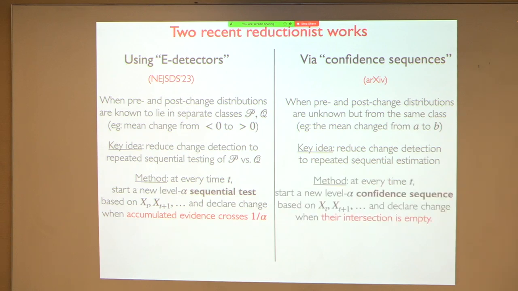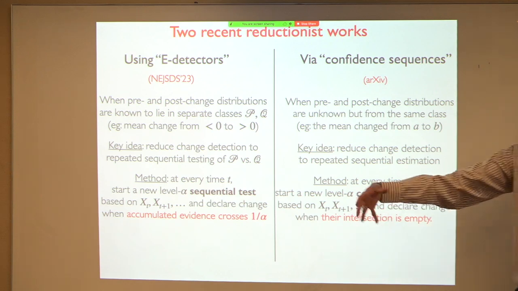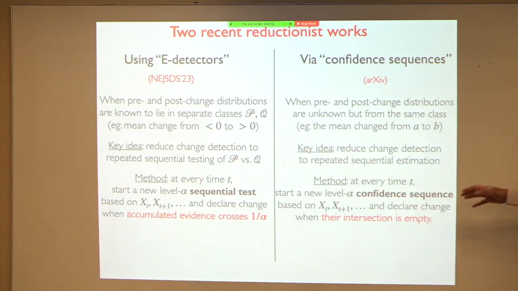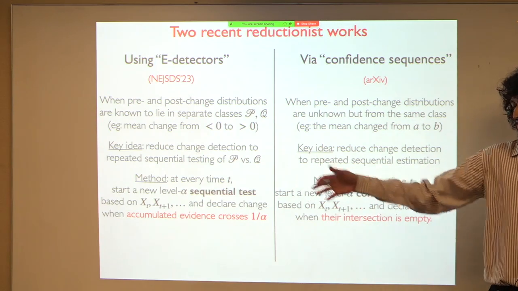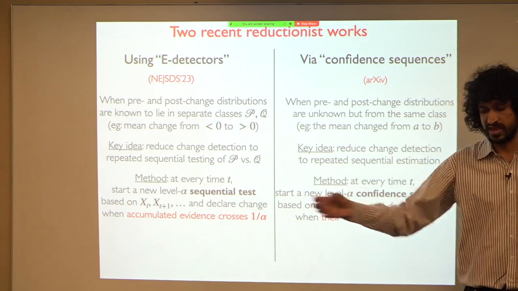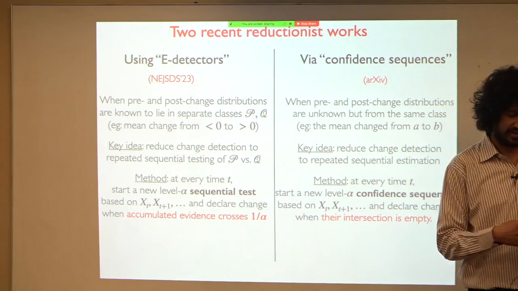And with confidence sequences, we're also going to do something similar. At every time step T, we start a new confidence sequence from time step T onwards, based only on the data x_{T+1} and so on. And we declare a change when the intersection of all of these confidence sequences becomes empty. So I'm starting many confidence sequences over time, and if I find a contradiction, I declare a change point.